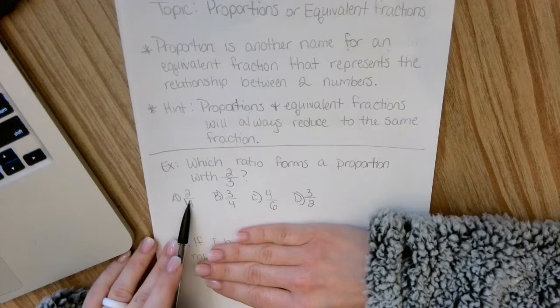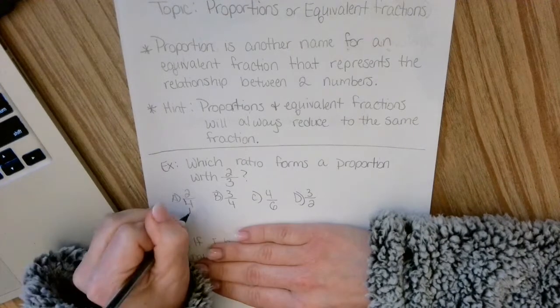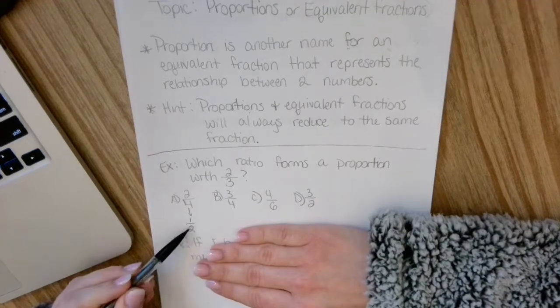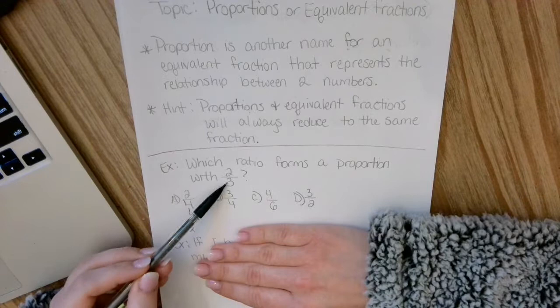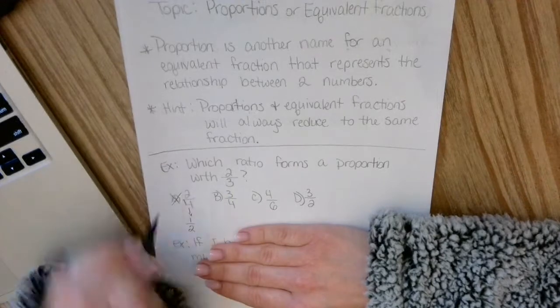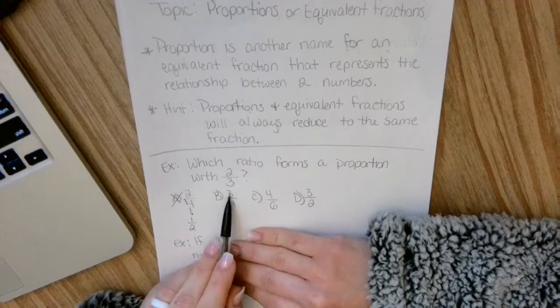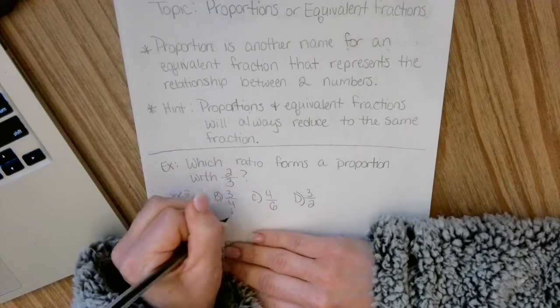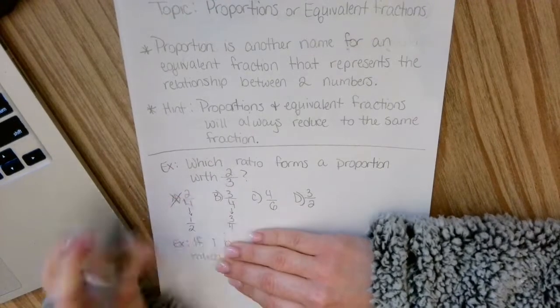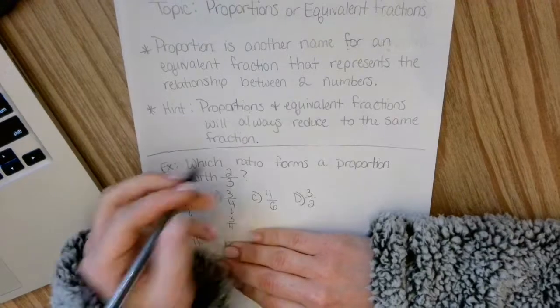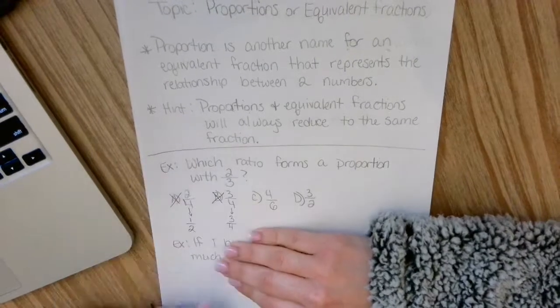So 2/4, I know that that reduces down to 1/2. Well, 1/2 does not equal 2/3. So I know that my answer cannot be A. B, my answer is just 3/4. It doesn't reduce down at all. So 3/4 does not equal 2/3. So I know my answer cannot be B.